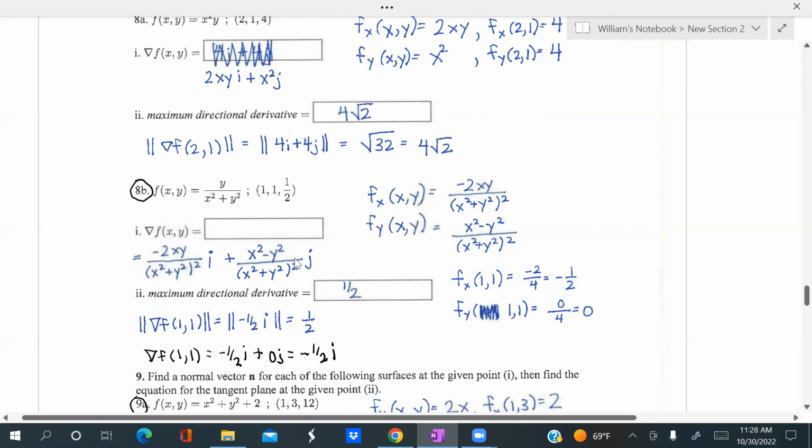So there's the general form for the gradient vector, and there's the gradient vector at this particular point. So what's the maximum directional derivative at this particular point? As we discussed at length in class, that's the magnitude of the gradient vector. So when you compute the magnitude of minus 1/2 i, you just get positive 1/2. So the maximum directional derivative at this point is 1/2. So if you move away from this point in any direction, the highest slope is going to be 1/2.